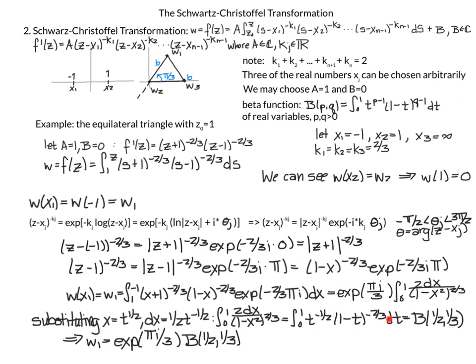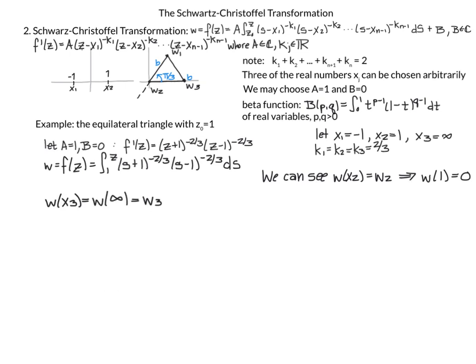So rather than integrate this, we're going to leave this in the form of B of 1/2 and q minus 1, so that would also be 1/3. So yeah, 1/3. That means W1 is equal to our exponent, pi i over 3, times beta of 1/2, 1/3. Finally, we can look at W of x3.